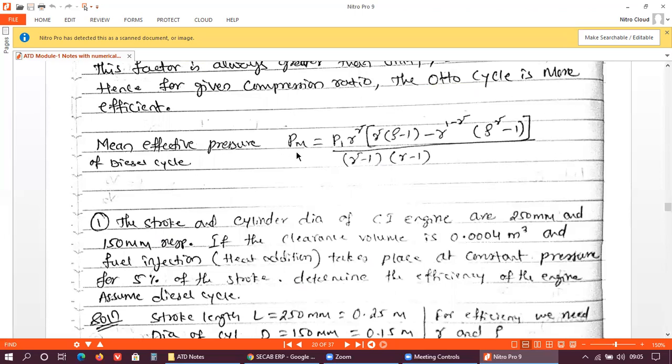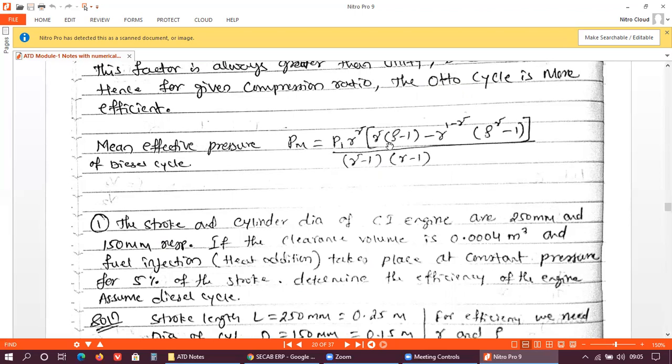The mean effective pressure of a diesel cycle is given by Pm is equal to P1 into r raised to gamma multiplied by gamma into rho minus 1 minus r raised to 1 minus gamma into rho raised to gamma minus 1, divided by gamma minus 1 multiplied by r minus 1. So this is the general expression for the mean effective pressure of a diesel cycle.